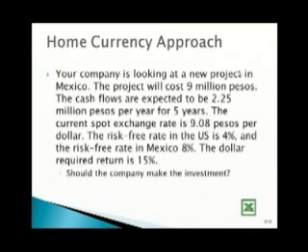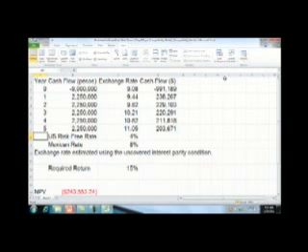Just looking at those two rates, it suggests that the inflation rate in Mexico is 4% higher than the inflation rate in the U.S. because the real rates have to be the same. And the dollar required return is 15%. And the question is, should the company make the investment? And let's look at the spreadsheet. So we start out with time zero. We invest 9 million pesos, and the exchange rate is 9.08, and so the cash flow converts into $991,189.